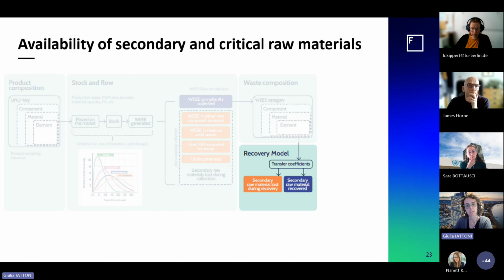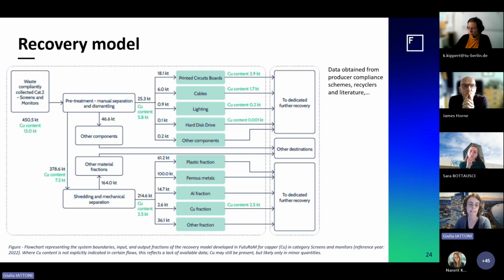Then the last step of the methodology was to quantify the amount of secondary raw materials recovered and lost during recovery, and this was done through a recovery model that was developed in FutuRaM. In the recovery model, we could map and quantify the flows throughout the main treatment processes using data from the producer compliance schemes, from recyclers, and from literature.